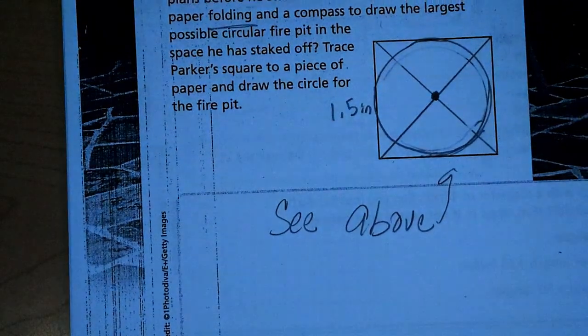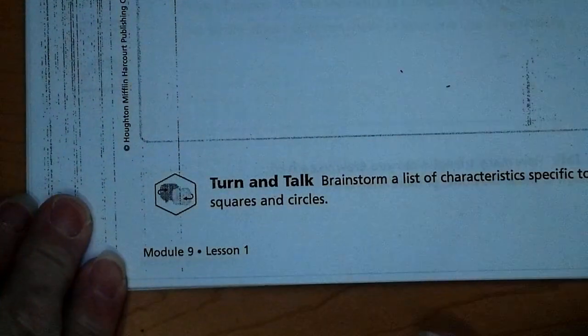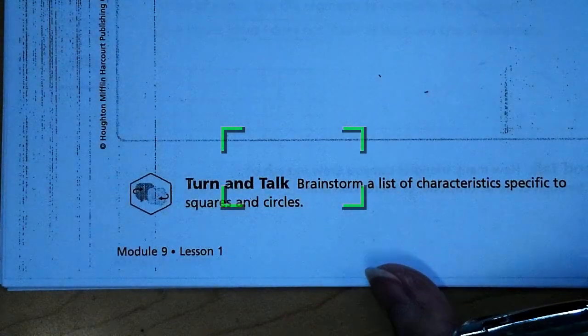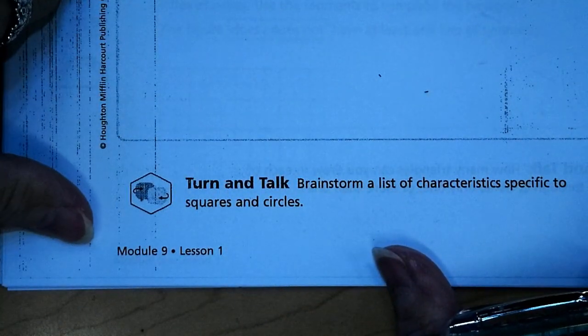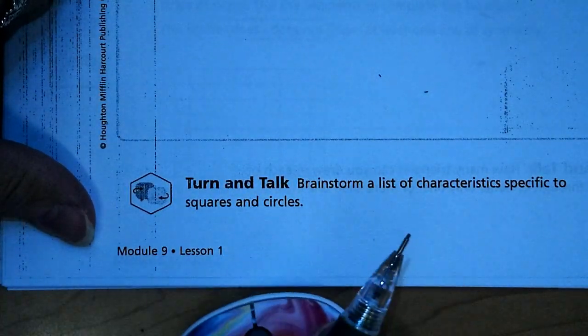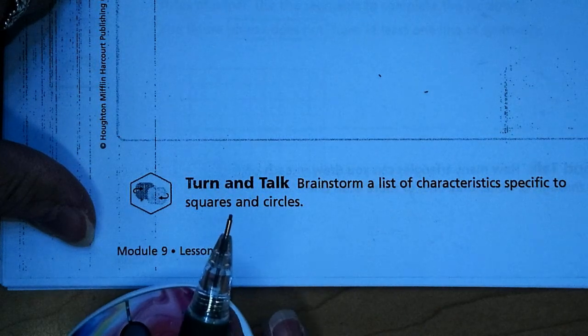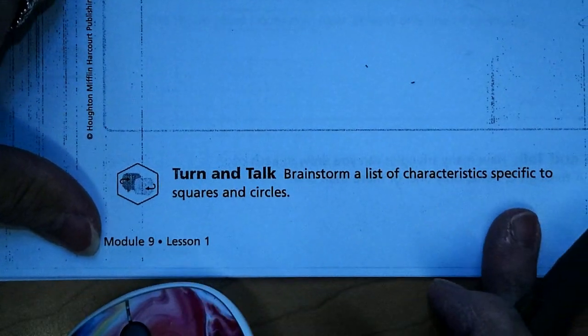All right, so the Turn and Talk says, brainstorm a list of characteristics specific to squares and circles. Okay, so what does that mean when we're talking about characteristics?